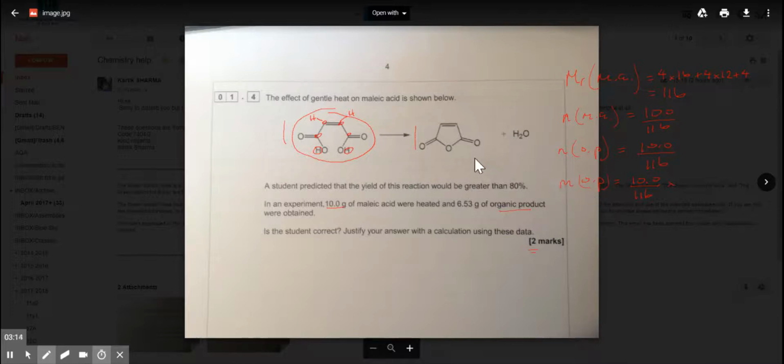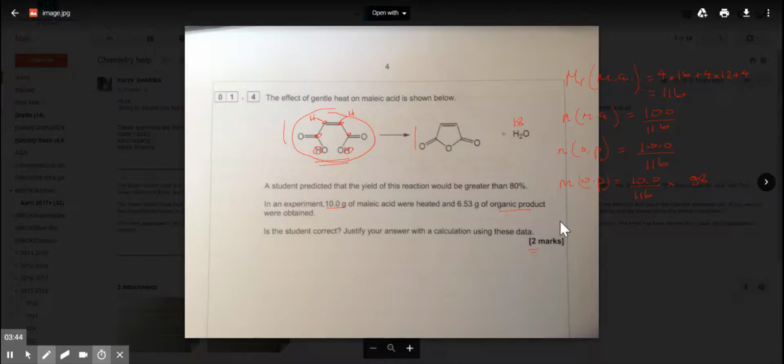Now we could do all that counting business again, or you could notice that because there's only one reactant, and you probably know from memory that the MR of water is 18, you could just take 18 off the MR of the maleic acid. So that'd be 98. Like so. So that would give us the maximum yield in grams.